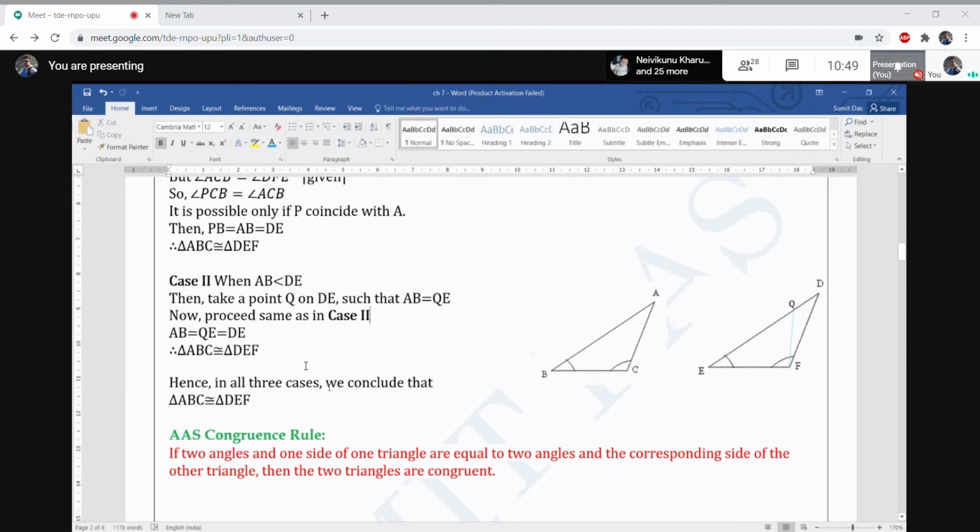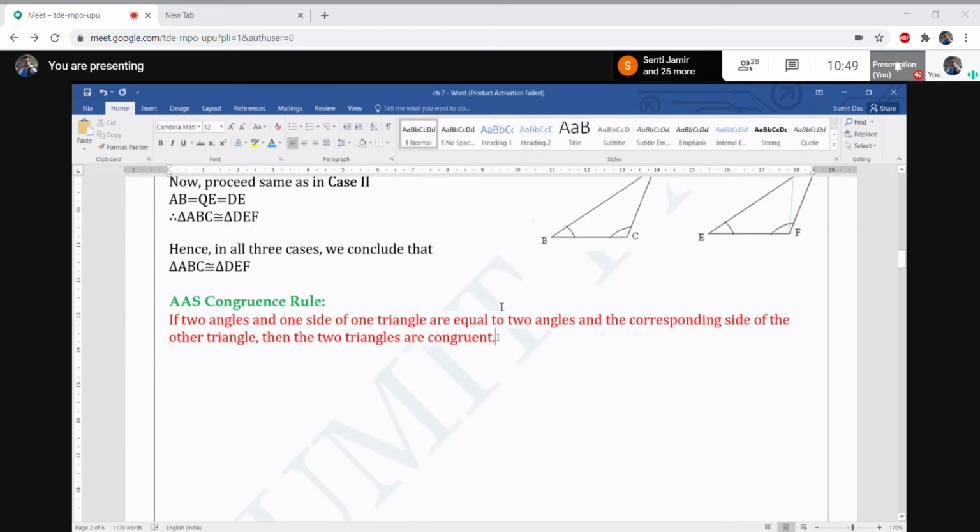Let's do the last one, not a theorem, there is a rule. I hope all of you know this one. This is called the ASA congruency rule. What does the ASA congruence rule, AAS congruence rule, say? It says that if two angles and one side of one triangle are equal to two angles and the corresponding side of the other triangle, then the two triangles are congruent.